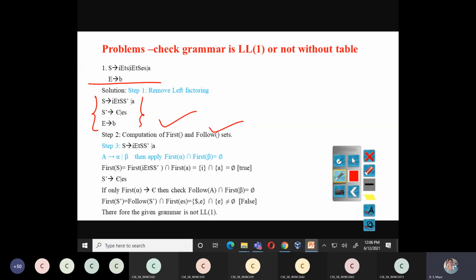Ma'am, we have to copy the rules from the previous slide.